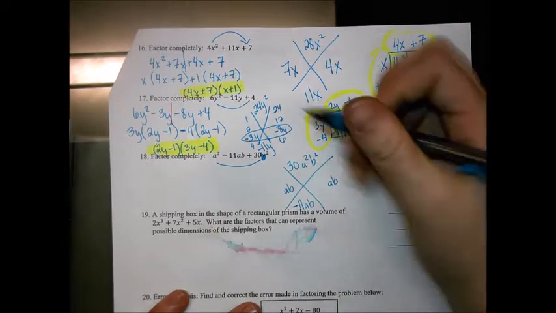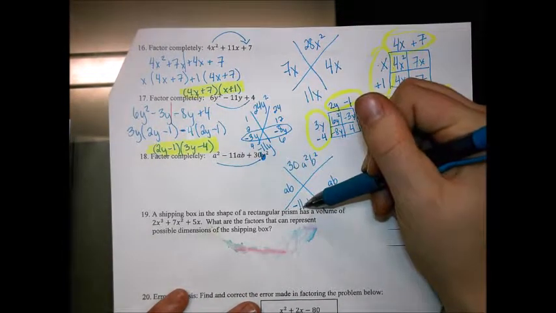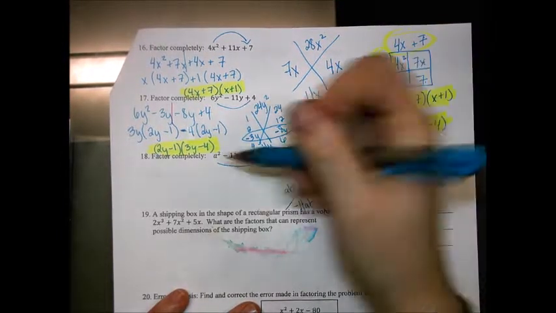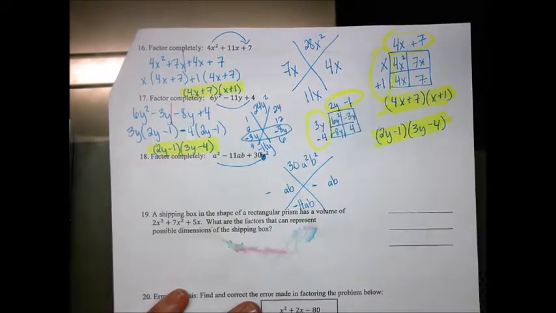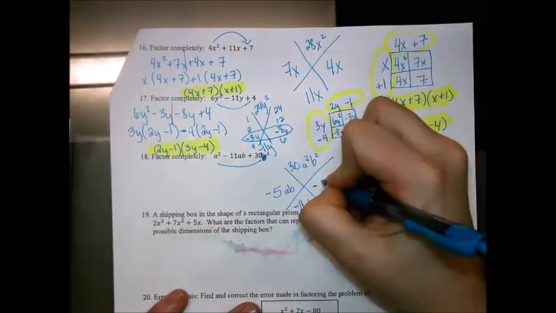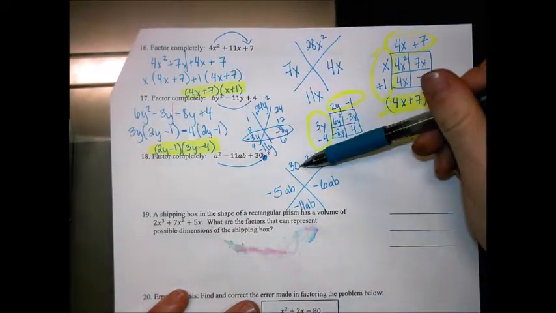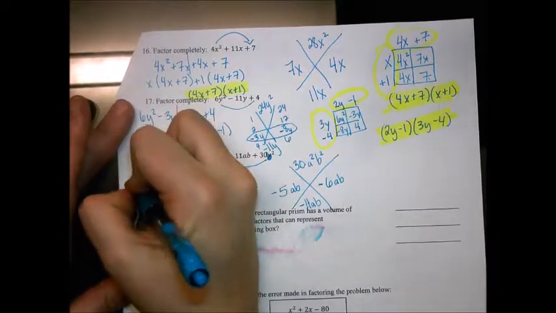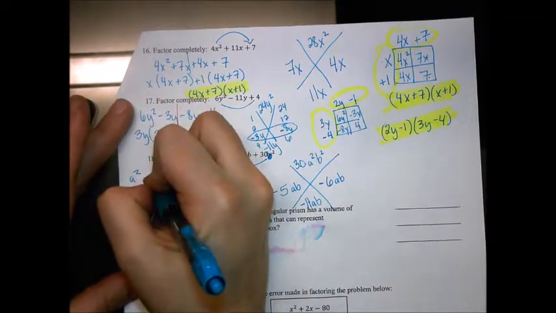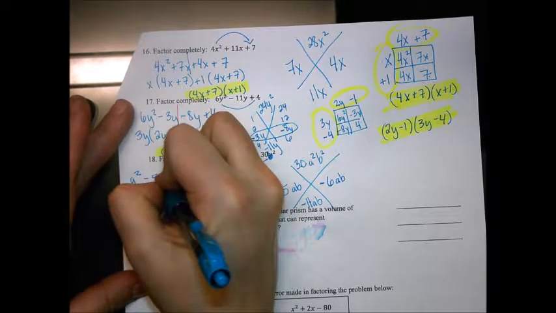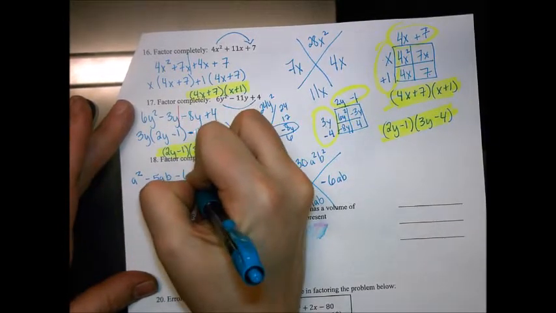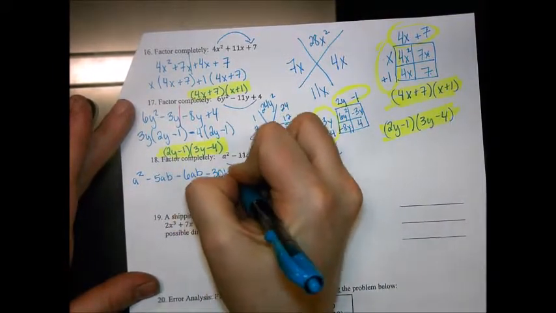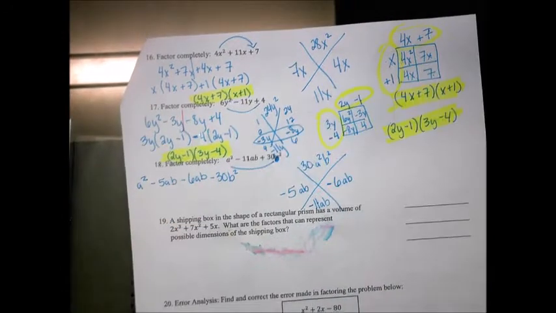What numbers multiply to 30 and add to negative 11? If it adds to a negative number and multiplies to a positive, they both need to be negative numbers. So negative 5 and negative 6 multiply to positive 30 but add to negative 11. And this is what our grouping looks like: a squared minus 5ab minus 6ab minus 30b squared. Remember, we changed that to a b squared instead of a y squared.